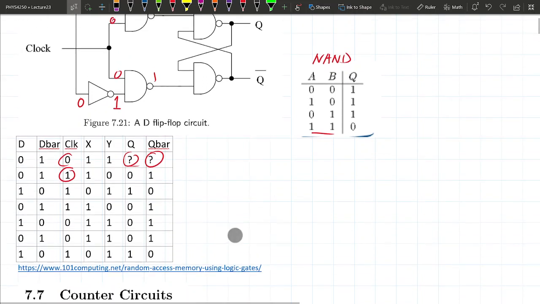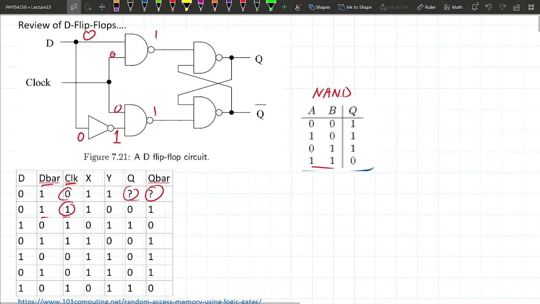When this goes up, that means D bar and clock, these two inputs, are now 1s. So D bar is down here, and the clock, instead of being 0, is switched to 1, okay? Now 1, 1 on the NAND gate gives you 0 as the output. So this is 0 as the input to this NAND gate. If any of the inputs on the NAND gate is 0, that means the output is 1 right away. I don't even need to know what the other input is.